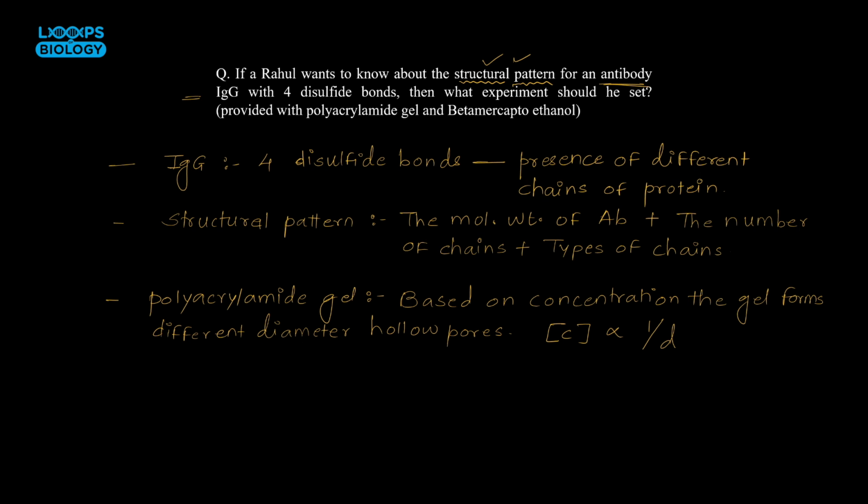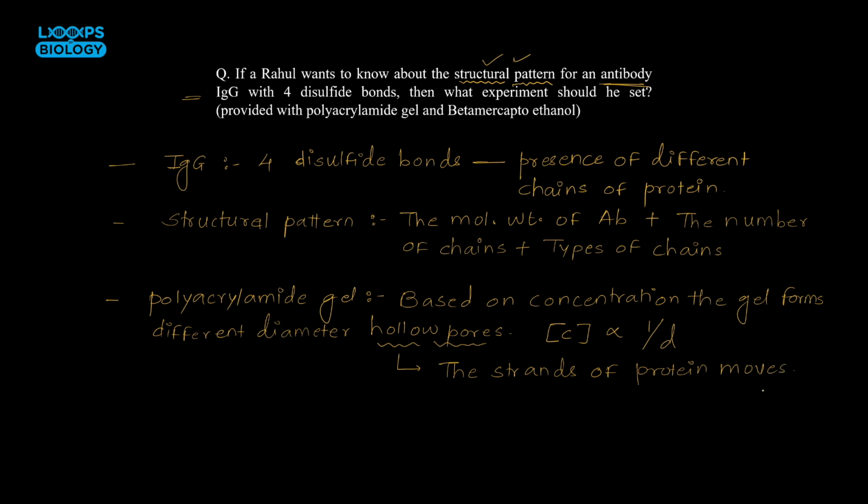Now, what does concentration mean? That means the number of ions per unit volume. How many ions or moles are present per unit volume is nothing but my concentration. So whenever I am increasing the concentration, the diameter of the hollow pore is going to decrease. And through this hollow pore, the strands of protein move.